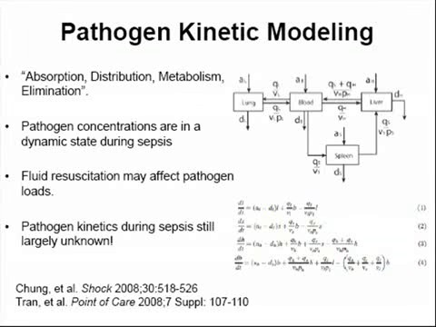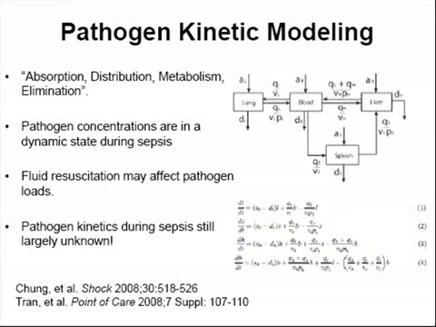There has been some work, of course, in trying to answer these questions, and this is based on what we call pathogen kinetics. In this case, pathogen kinetic modeling, as shown here in the 4-compartment model, is analogous to pharmacokinetic modeling, where absorption, distribution, metabolism, and elimination still play a role. This study by Chung et al. tried to determine the pathogen concentrations in a dynamic state during sepsis.